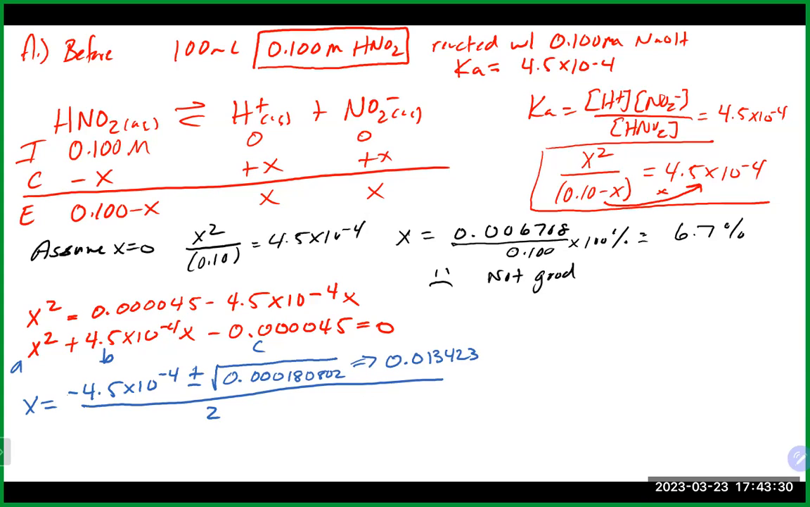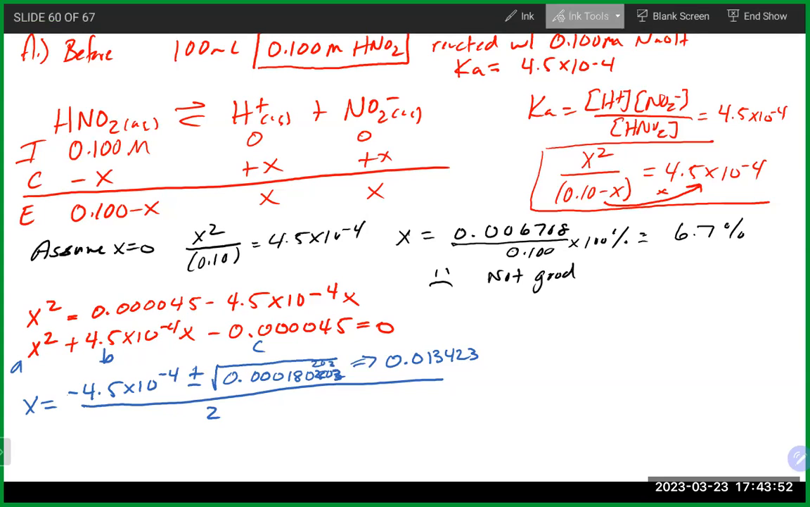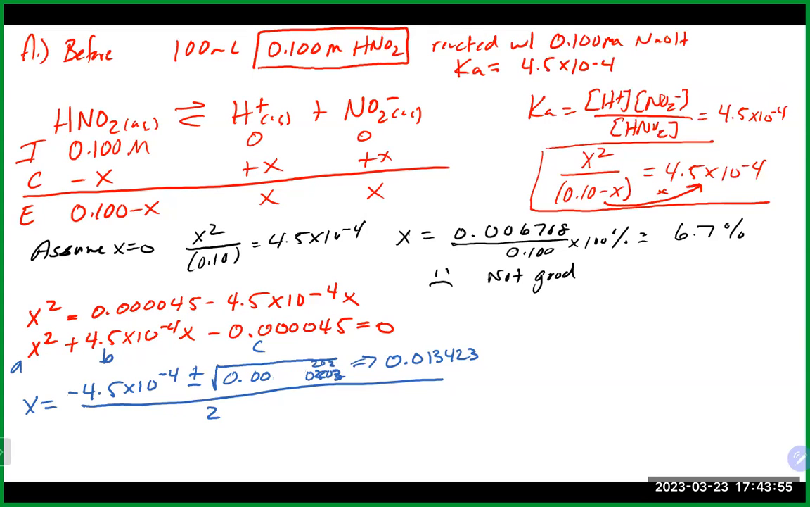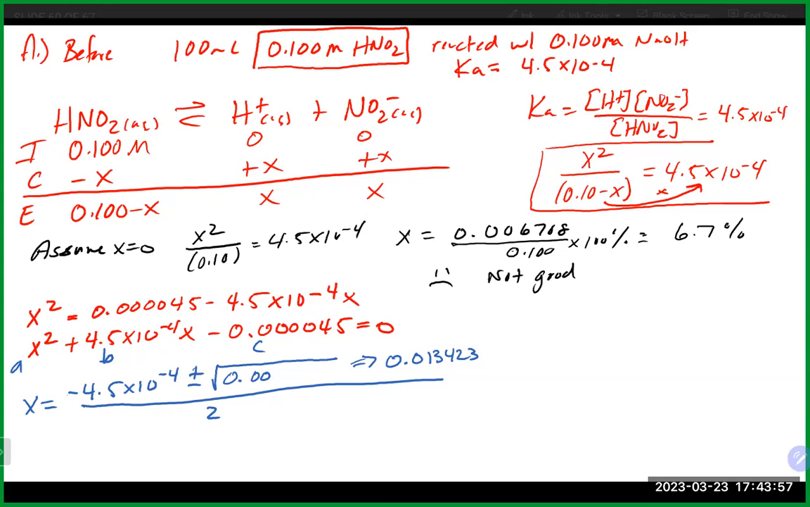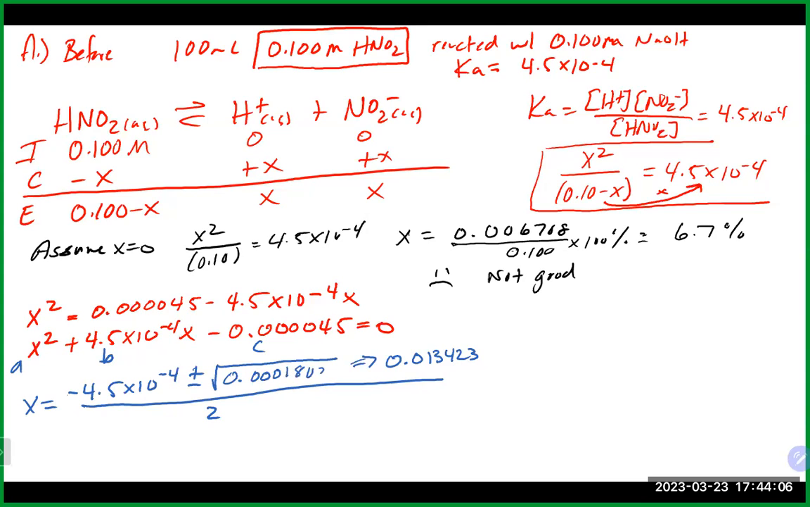See how bad I did there. That was 4.5 to the minus 4 squared minus 4 times minus 0.00045. 180,203. I'm sorry, 203 there. So that should be like 203. Try that again there. All right, so that was 0.000180203. There we go. And square root it.